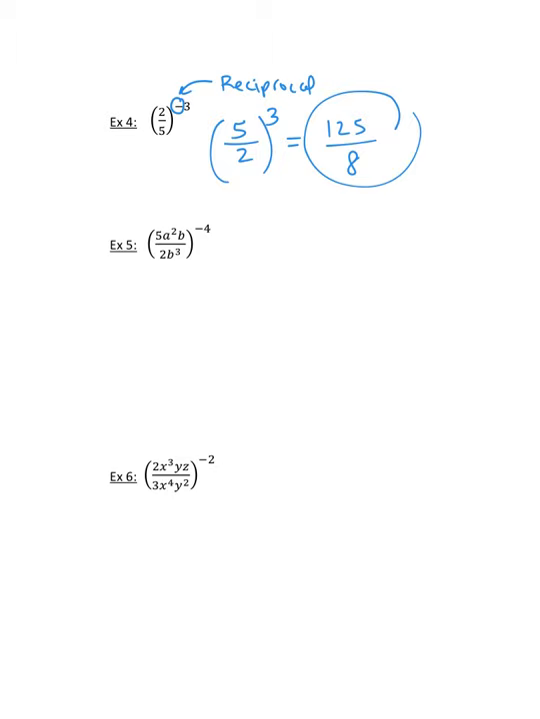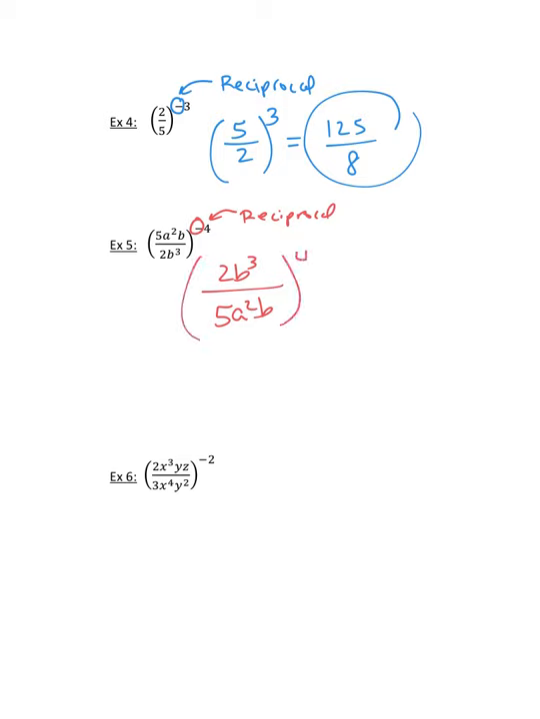Okay, now we're going to take it to a more complicated example where you have 5a squared b over 2b cubed all to the negative fourth power. So here you're going to do the same thing. You're going to first deal with the negative and the exponent. The negative and the exponent tells you to take the reciprocal. So I'm going to just use this and say, okay, I'm going to take the reciprocal. I'm going to flip the fraction. So 2b to the third goes up, 5a squared b goes down.